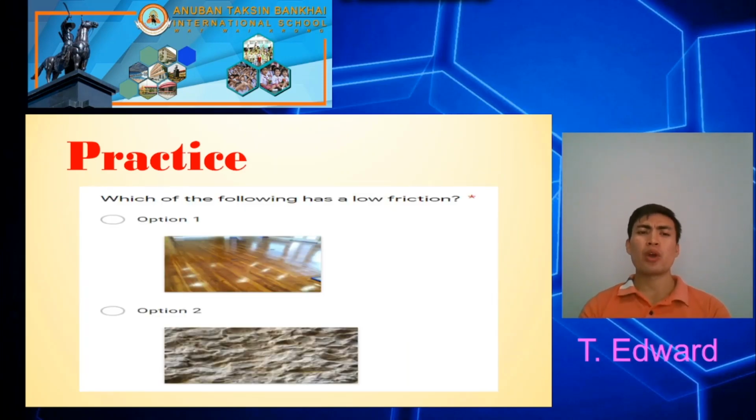Next question. Which of the following has a low friction? The smooth floor or the rough one? Which one has a low friction? The correct answer is option 1. Very good. Now, I think that you are ready for our quiz today.